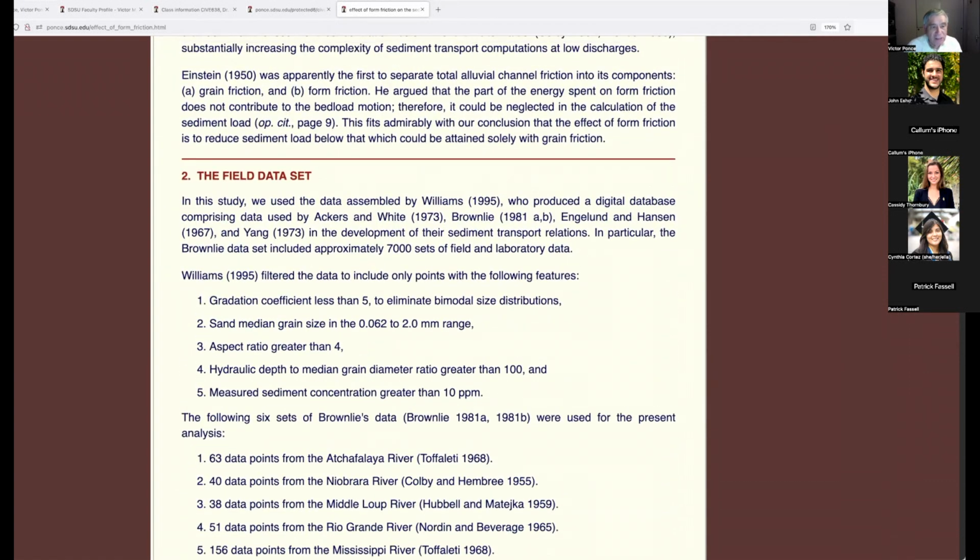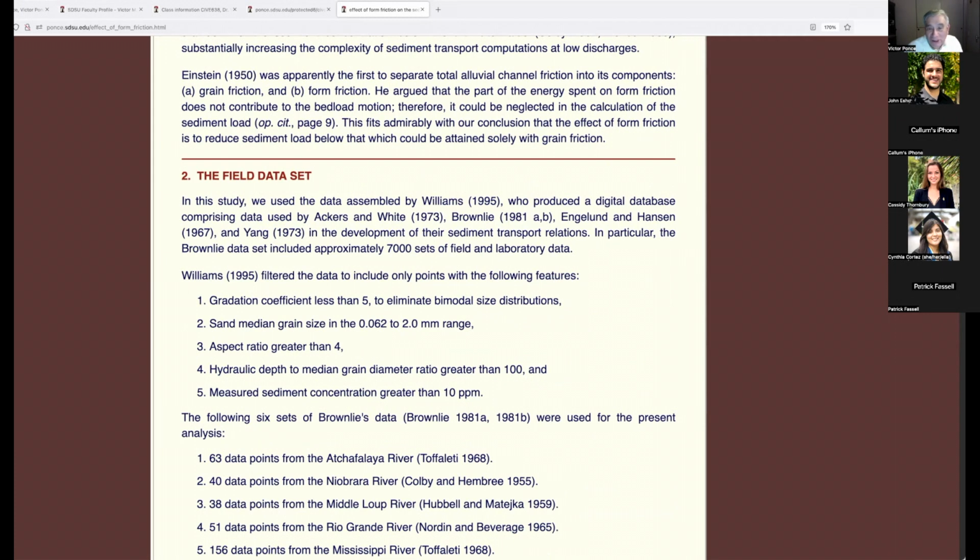So we first take a look at the field data set. In this study, we use the data assembled by Williams. I still don't remember his first name, but he was the guy that did the PhD in the middle 90s with my professor, Everett Richardson. And he produced a huge, very thick volume.